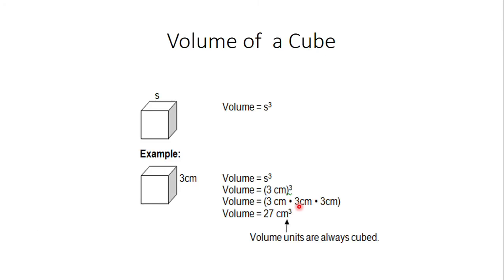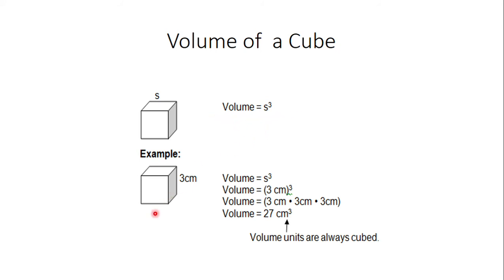Now let us consider a cube where all the sides are equal. So the base is a square. The base area is S into S, S square. And it is again multiplied by another S, which is the height, to find its volume, so that it becomes a three-dimensional quantity, volume. So S into S into S will give you S cube. So the volume of a cube is given by the formula S cube.